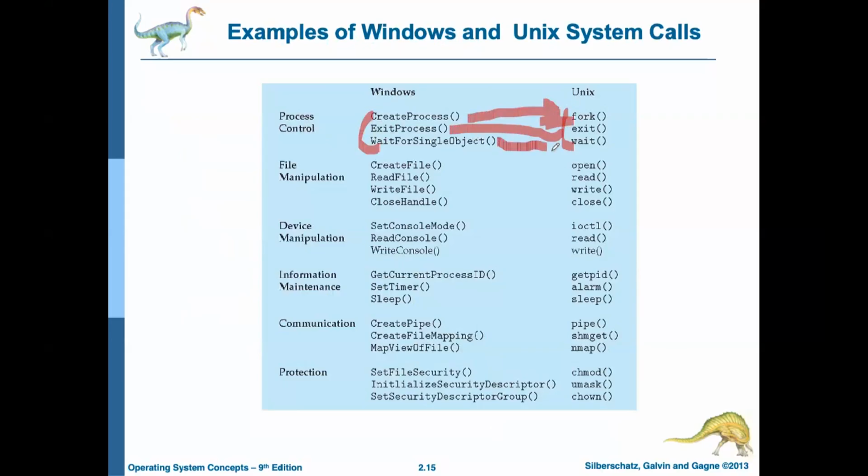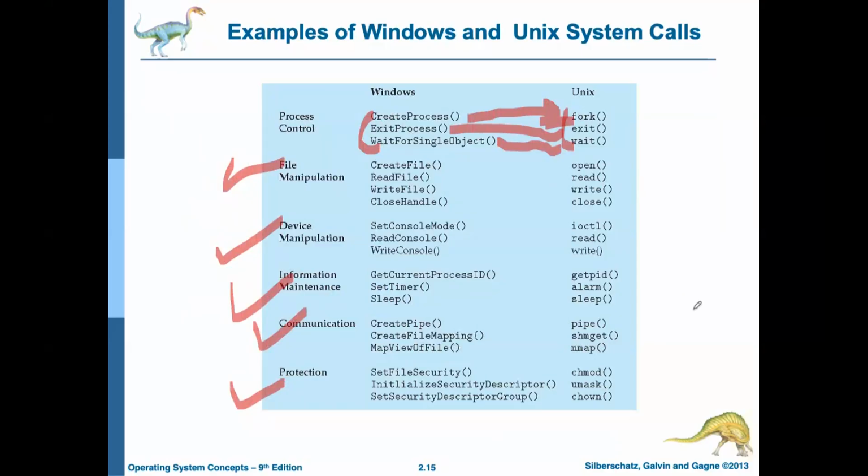And here, WaitForSingleObject in Windows; in Unix, just wait(). So this is the kind of system calls available for Windows and also Unix for each of these categories: device manipulation, information maintenance, communication, and protection. This is just an example. There could be more actually.